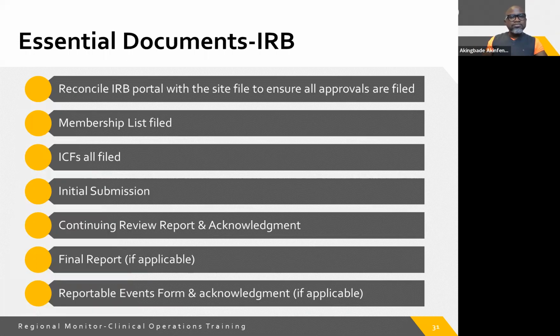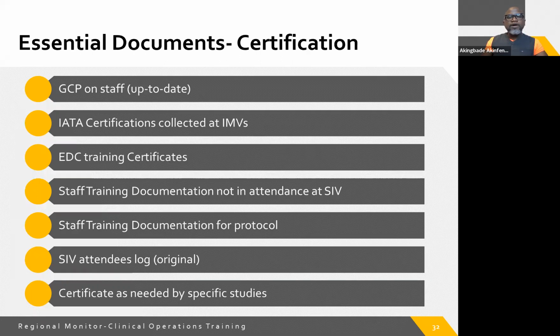Some other things we should just consider is going to be all correspondence with the IRB should be documented. The membership list filed within the IRB website, and things like the initial submission date, the continuing review report and acknowledgement, final report if applicable, reportable event forms and acknowledgement if applicable in the trial also should be part of it.